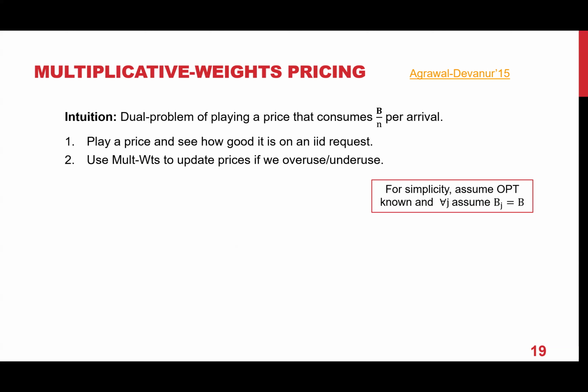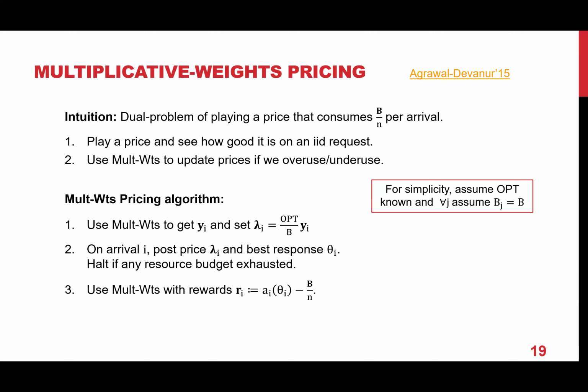Let's also assume all the budgets are the same. There's some large number B, because I don't want to carry this notation J everywhere. So all resources have the same budget. B is roughly 1 over epsilon squared. Our bound will be exactly log M over epsilon squared. That's how my budget will be. So the algorithm will be of the following kind. I'm going to use multiplicative weights to set prices.